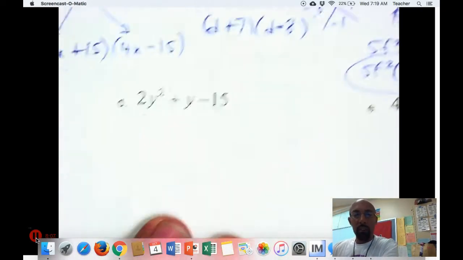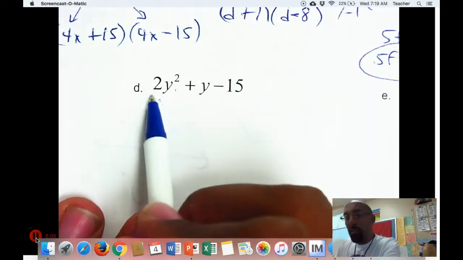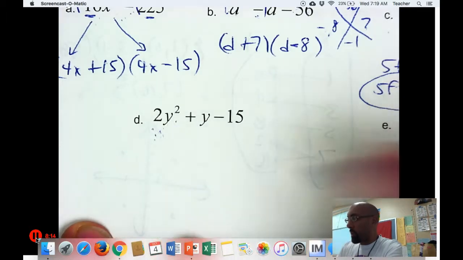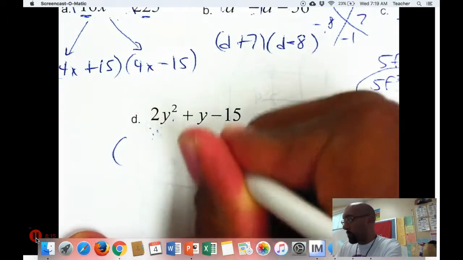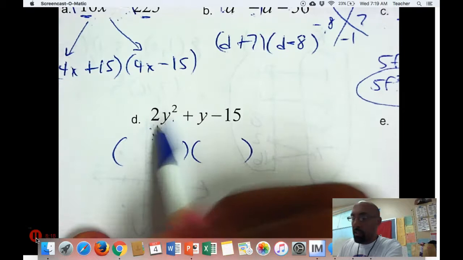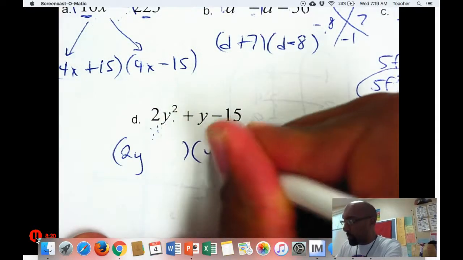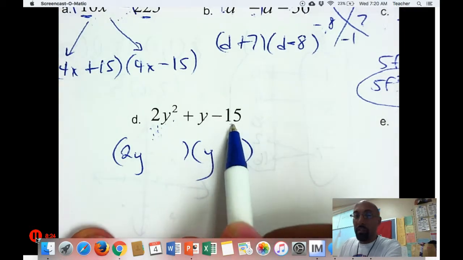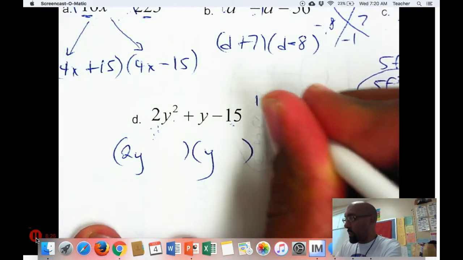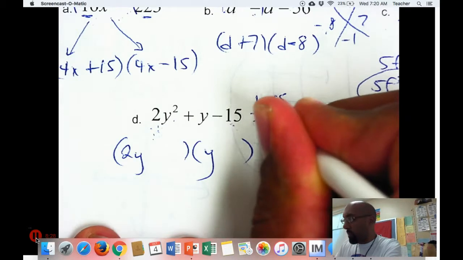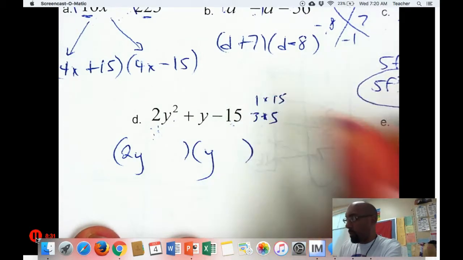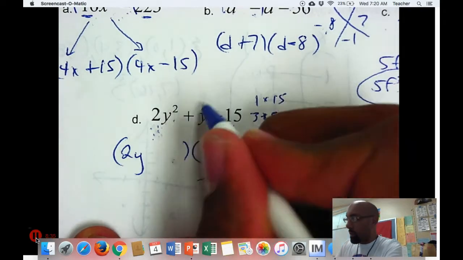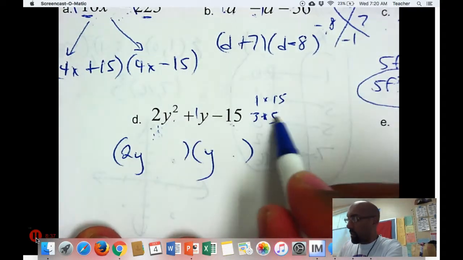Okay, so now this one. Well, now the leading coefficient is not 1 anymore, so I'm going to have to do some extra steps. First I'm going to show you the shortcut. I know that's 2y squared, so that means 2y times y. And then to get 15, I only know two combinations. It's either 1 times 15 or 3 times 5. Now I'm thinking if I put 1 and 15 here, that probably won't give me the 1 in the middle that I need. So I'm going to try the 3 and the 5.